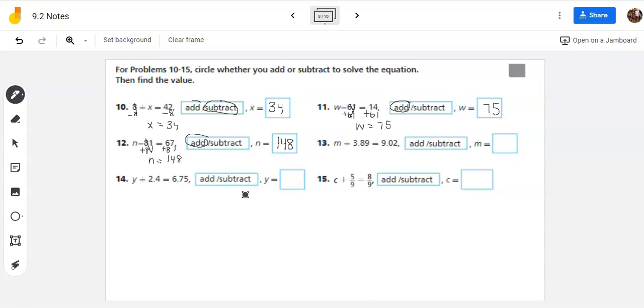Let's look at this one. M plus 3.89 equals 9.02. So I'm going to subtract 3.89 on each side. Subtract 3.89. I'm going to circle subtract. So M equals 9.02 minus 3.89 is 5.13.